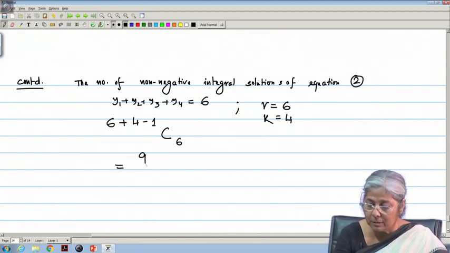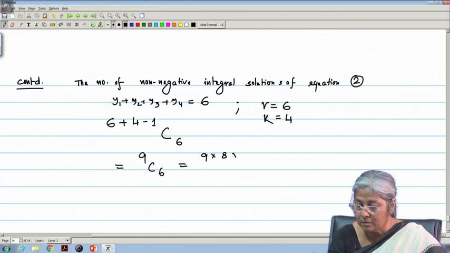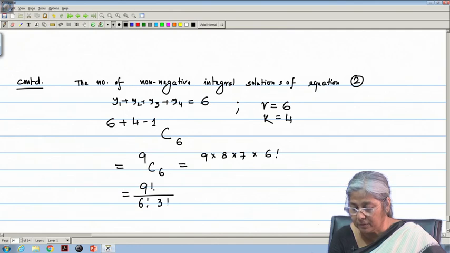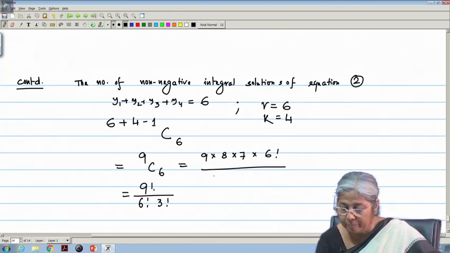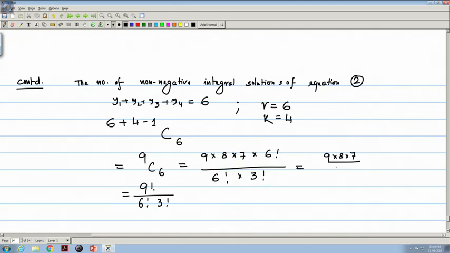So, this becomes 9 C 6, which equals 9 factorial divided by 6 factorial into 3 factorial, that is 9 into 8 into 7 divided by 6, which is 3 into 4 into 7, that is 84. So, I will get a total of 84 solutions.